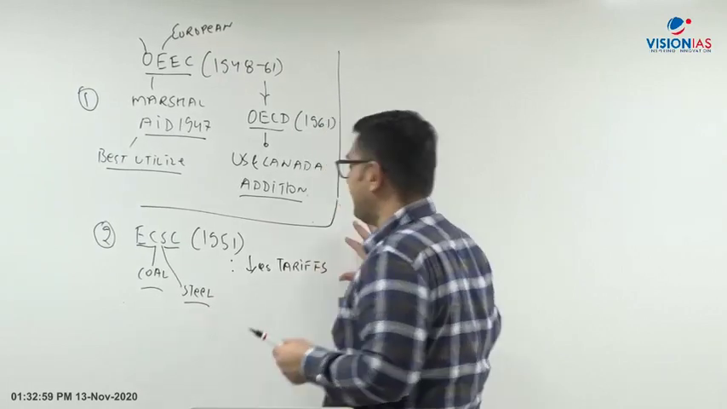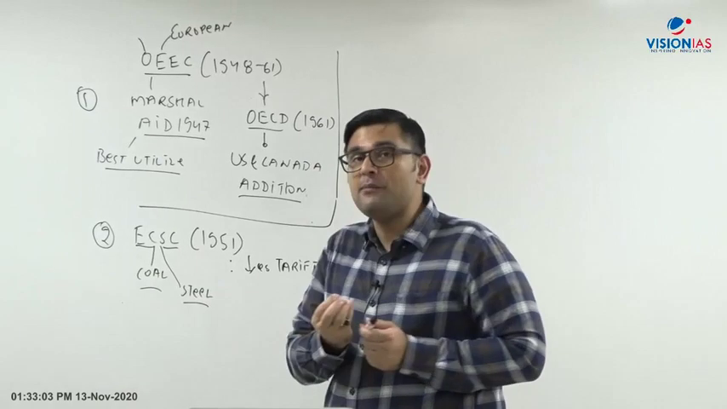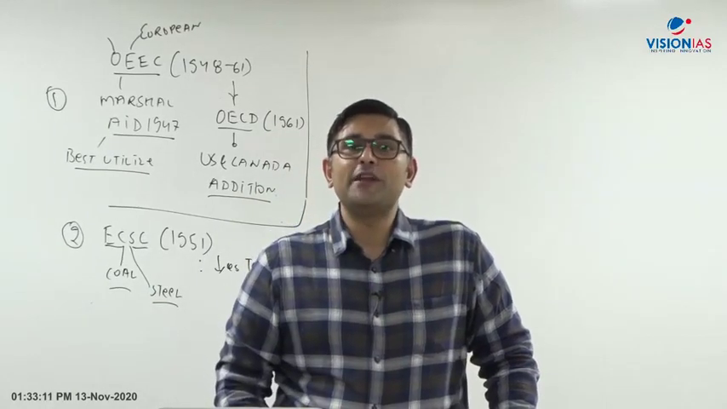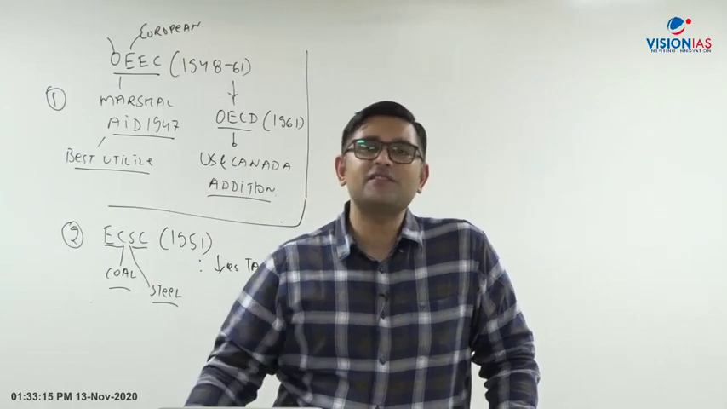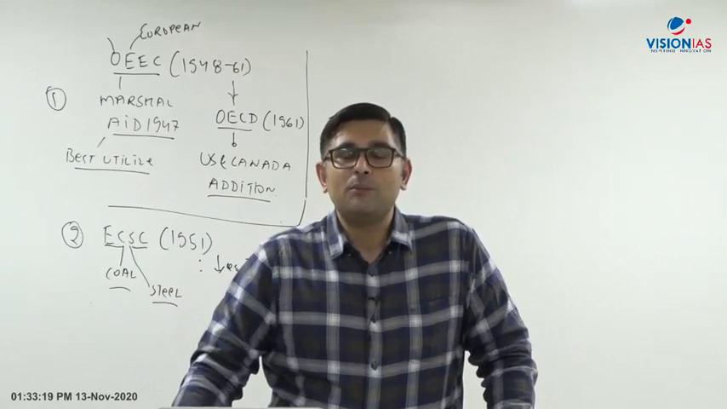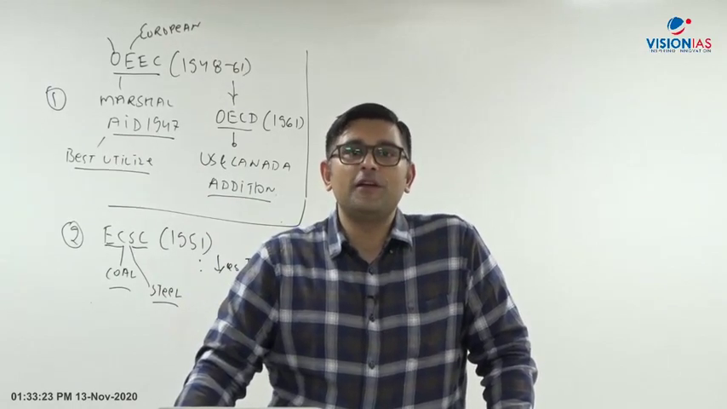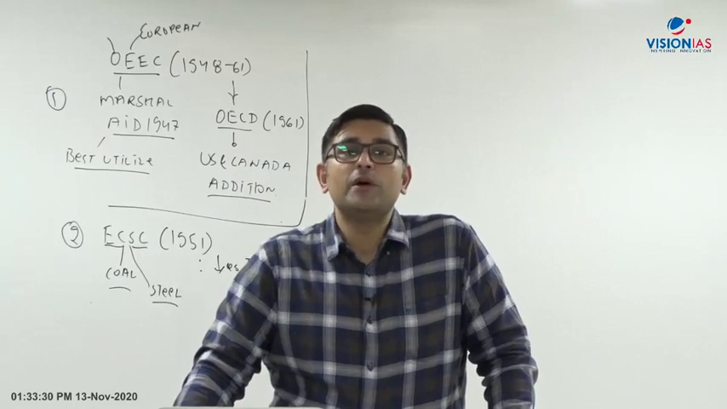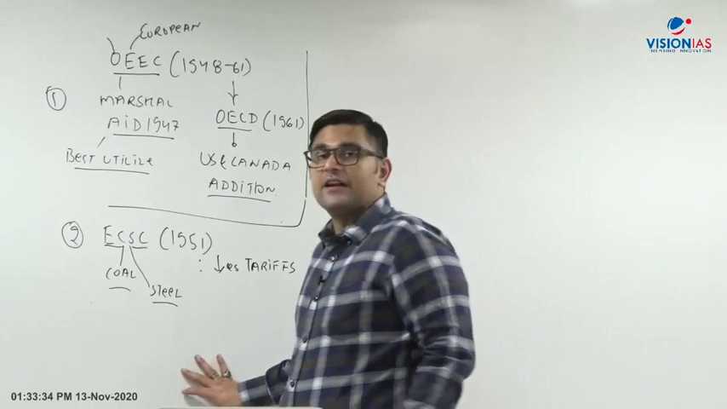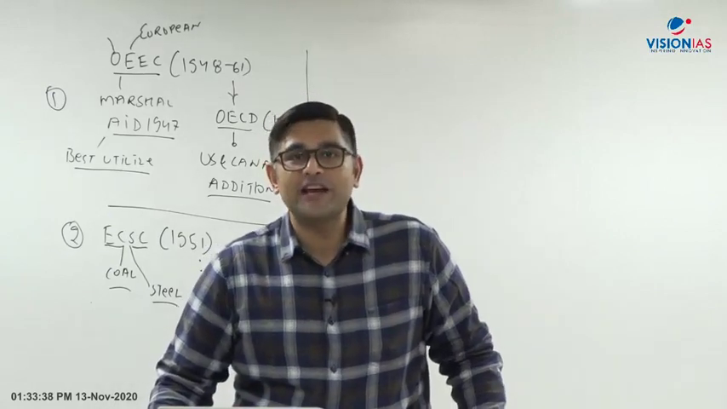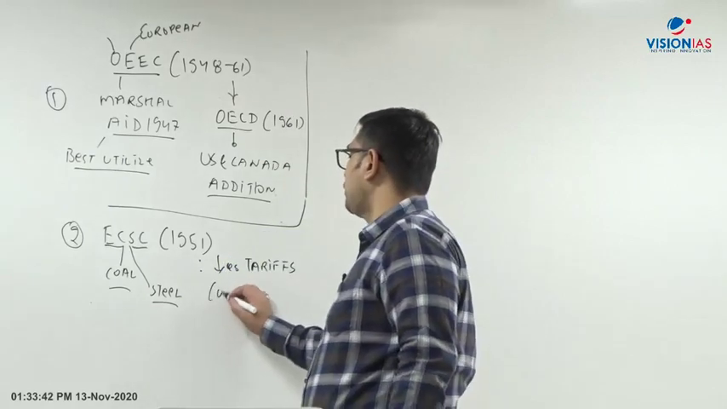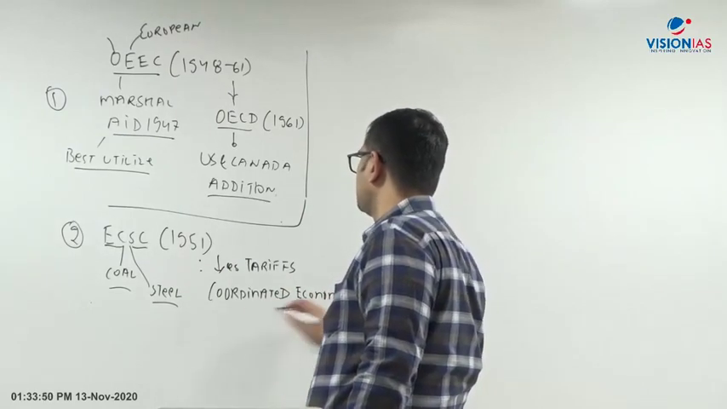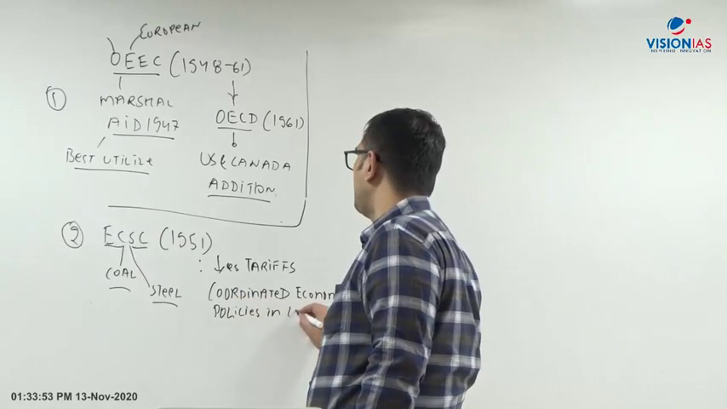And what is the second focus? See, not just reduction of tariff barriers. What is special about the European Coal and Steel Community? The specialty is certain political unity. What is political unity? Political unity in the extreme sense is the union of two countries becoming one country. But is policy unity connected with political unity? Yes. When two countries decide that we are going to have common policies, that is a step towards political unity. And here the countries decided that we are going to have a common industrial policy in the coal sector and the steel sector. Common or coordinated economic policies in the coal and steel sector.